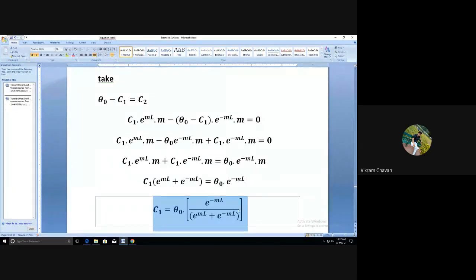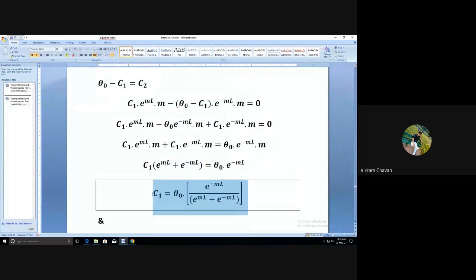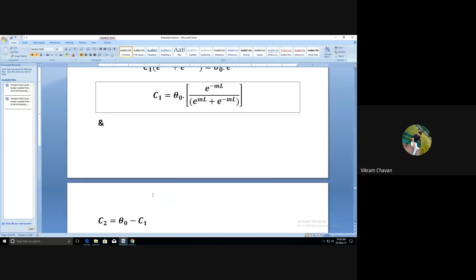Okay, everybody written the equations? So from this we will get C1, one constant we have determined. Now C2 will be easy to determine, because we are going to consider equation number 2, that is theta naught is equal to C1 plus C2, or C2 will be equal to theta naught minus C1. So by considering this equation, it will be easy to calculate the other constant C2.